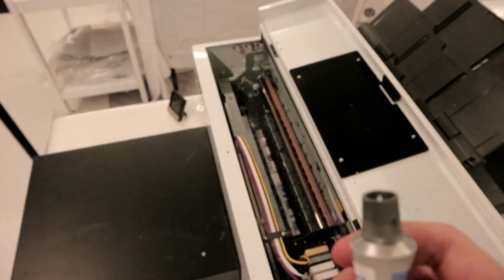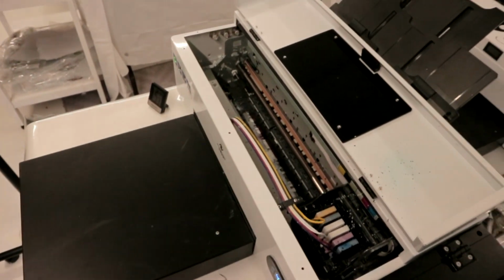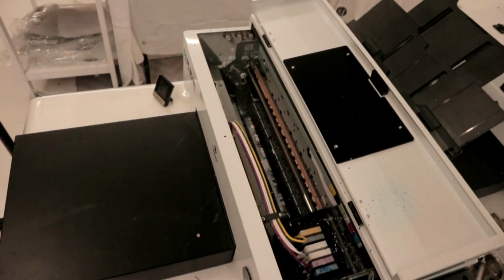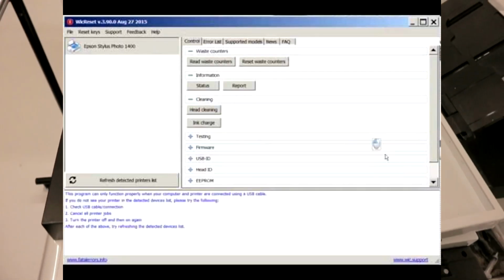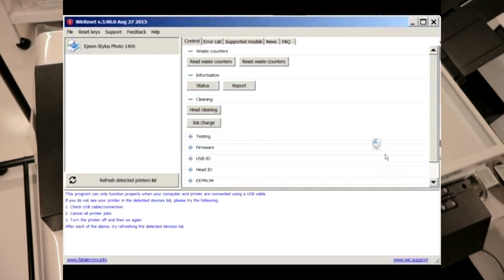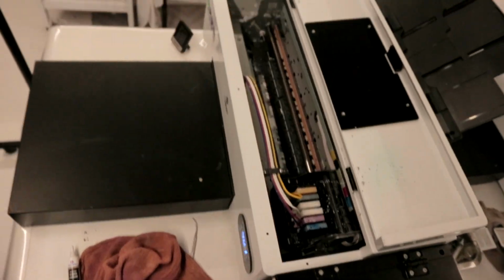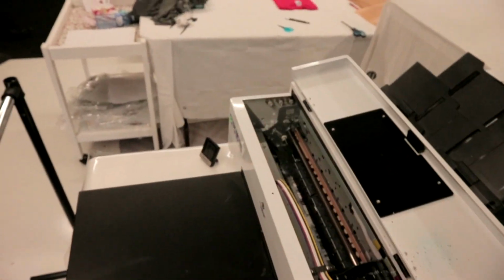Now, how do you know you have to fix the flashing lights with this method I'm gonna show you right now? The easiest and most ideal way would be to look at your wick reset. If you have a DTF printer, you most likely have the wick reset software. In that software, you'll be able to take a look at what's causing the issue. Now, for most of you, it's gonna look like a bunch of mumbo jumbo. It's gonna be words that you don't understand.